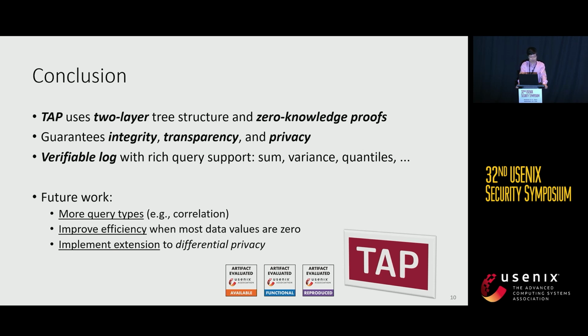The third possible future work is to implement an extension to differential privacy. So we can prove the value of the sensitivity using a zero-knowledge proof, and also prove, using another zero-knowledge proof, that the difference between the query result and the true value is smaller than the sensitivity.